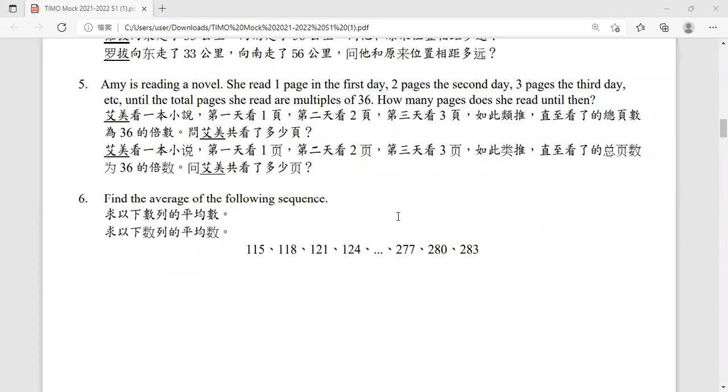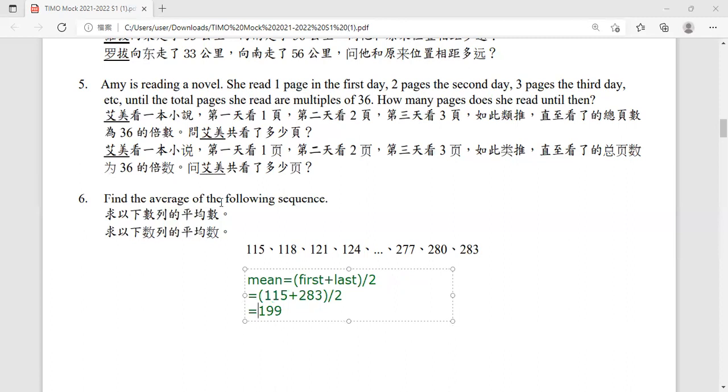Okay, this one. Yeah, 199. Because this is an arithmetic sequence, the difference is the same. So the mean will be equal to the first one plus the last one over 2. Just that. So which is 115 plus 283, and then over 2. Which is 199.